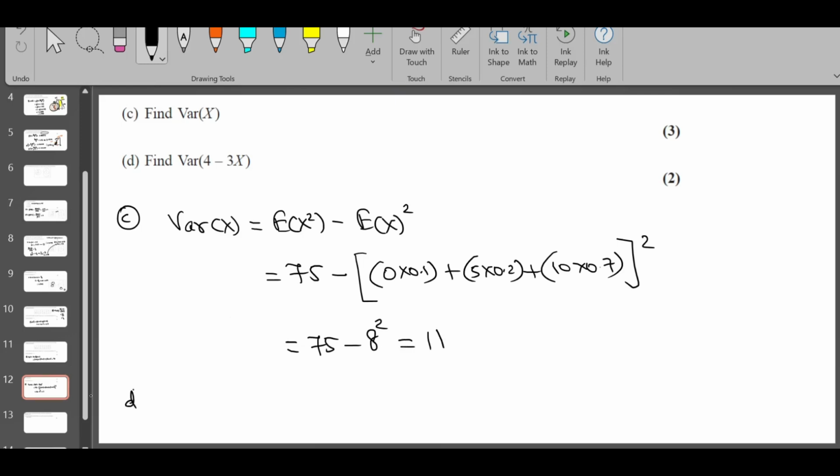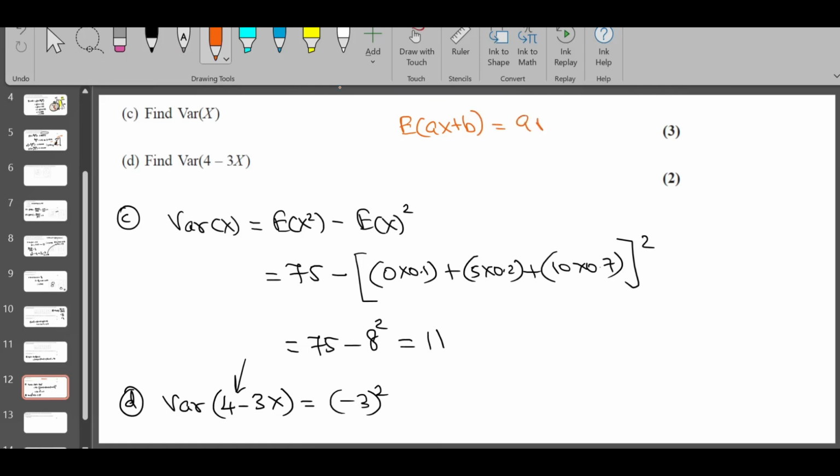Now for part D, variance of 4 minus 3x: you ignore the number and take the coefficient of x, squaring. Because the formula is this. If it's E of ax plus b, it's aE of x plus b. If it's variance of ax plus b, it's a squared variance of x. You just ignore the number standing alone, the b.